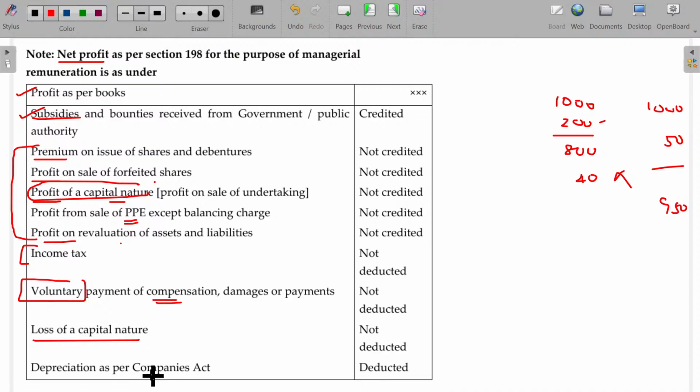And depreciation as per the Companies Act is deducted. Any depreciation as per the financial books is removed. You have to calculate the depreciation as per the Companies Act. Only that is going to be deductible. Is that clear? I have given it as a statement so you can understand very easily.